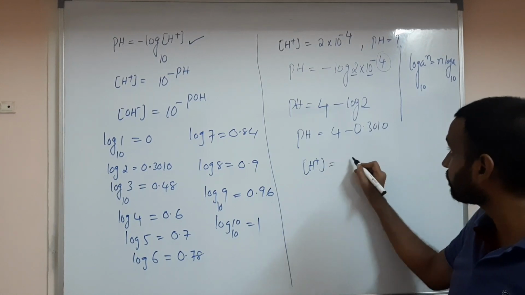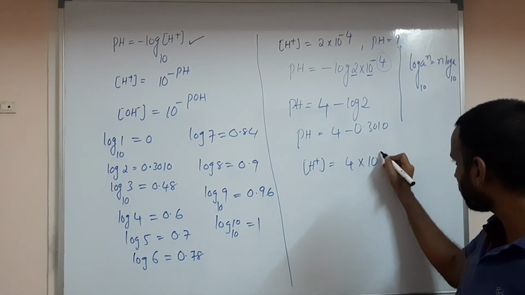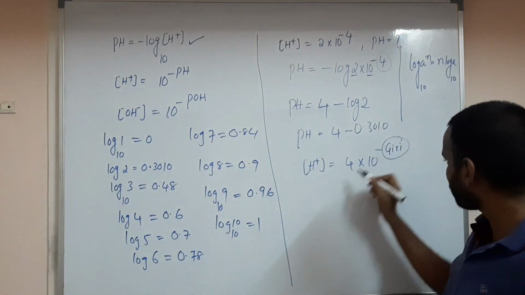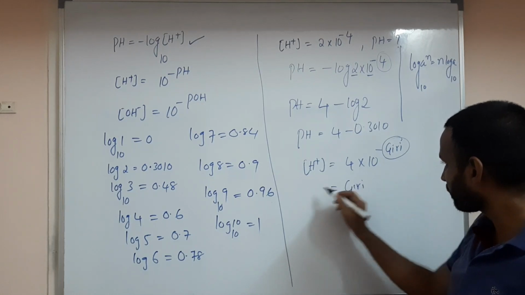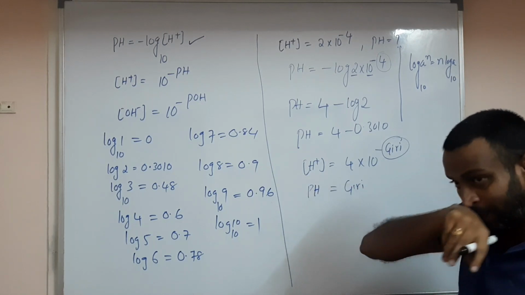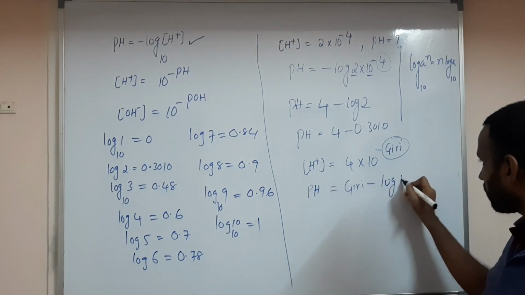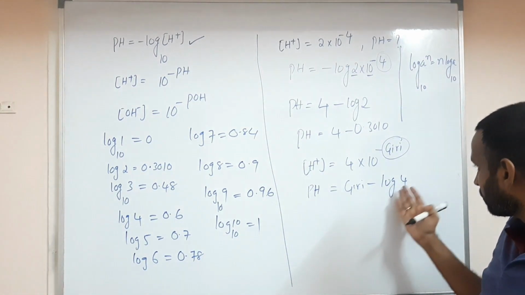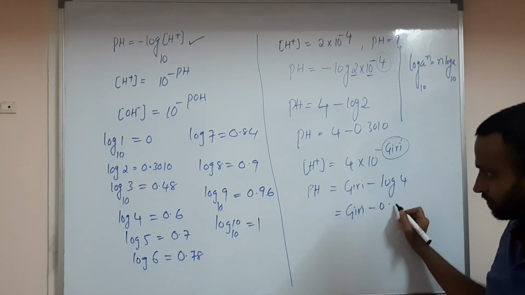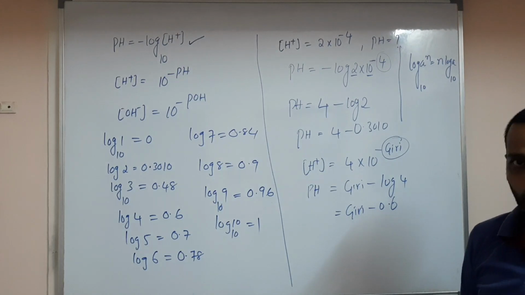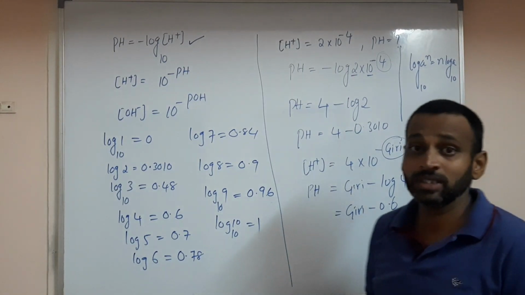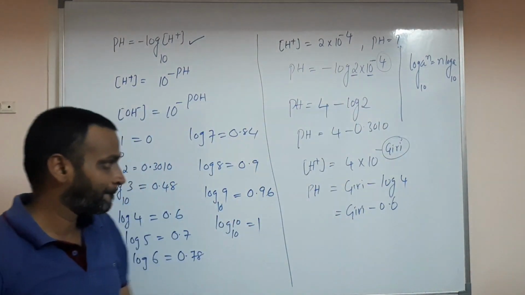If the concentration of H plus is 4 into 10 power minus something, first you have to write that power first. For pH, what is required? First this power, then minus log 4. For log 4 you have to write 0.6, so the power minus 0.6. Can you see? Sorry. So this is about how to calculate pH.